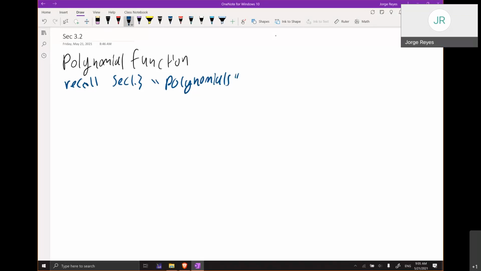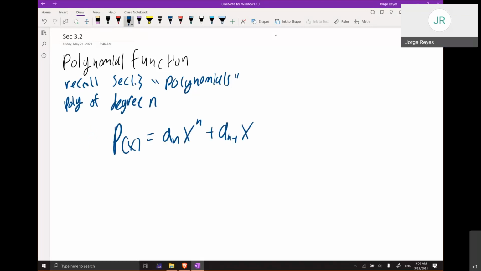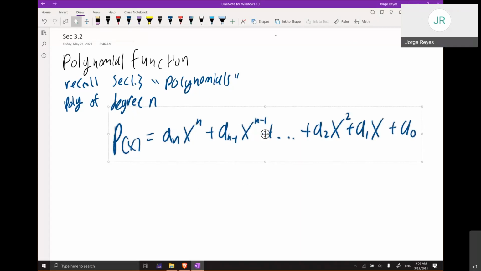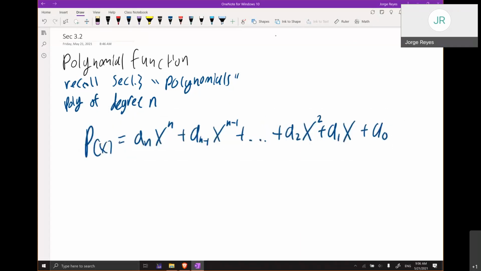Okay, so a polynomial of degree n will look like this. So I'm going to have p of x for polynomial. And it's going to look like a sub n, x to the n, plus a sub n minus 1, x to the n minus 1, plus dot, dot, dot forever, a2 x squared, a1 x plus a0. And so hopefully you remember this is what a polynomial looks like.